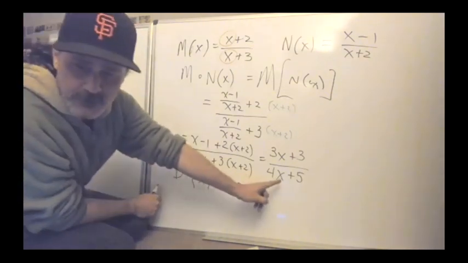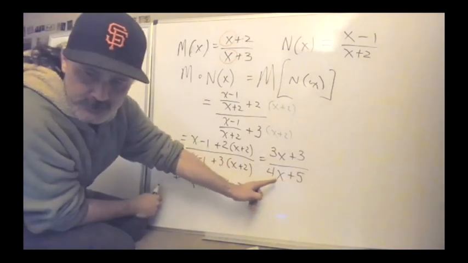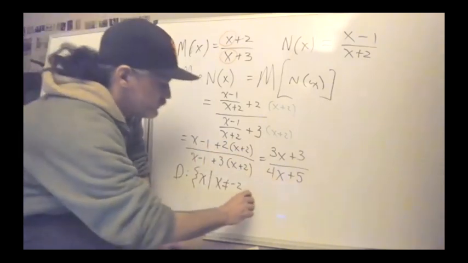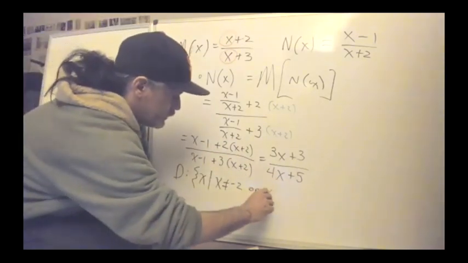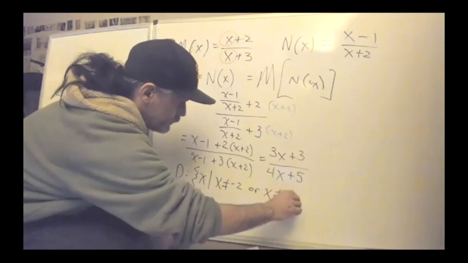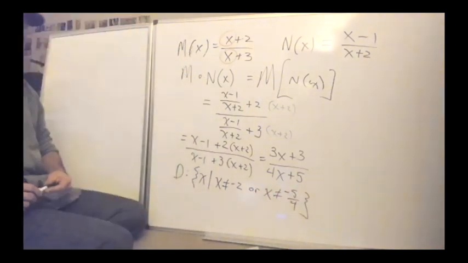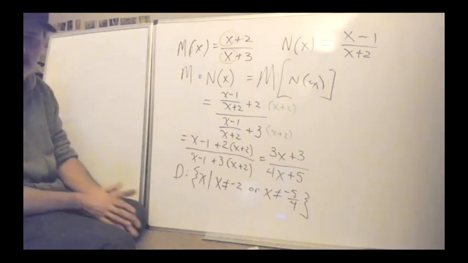And then the composite function's domain, there's another issue. All right, if you put this equal to 0, that means X cannot be negative 5 over 4. And so that would be the complete domain statement for the composite function.